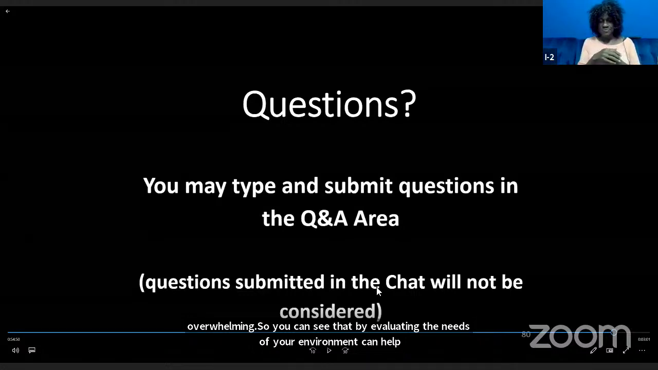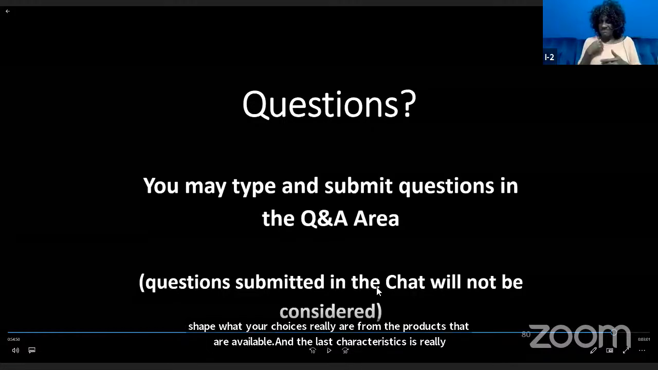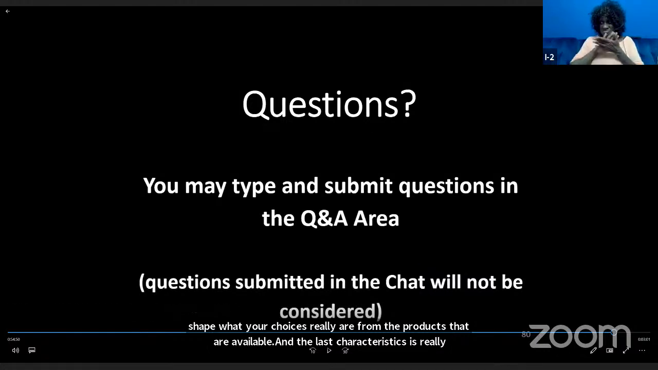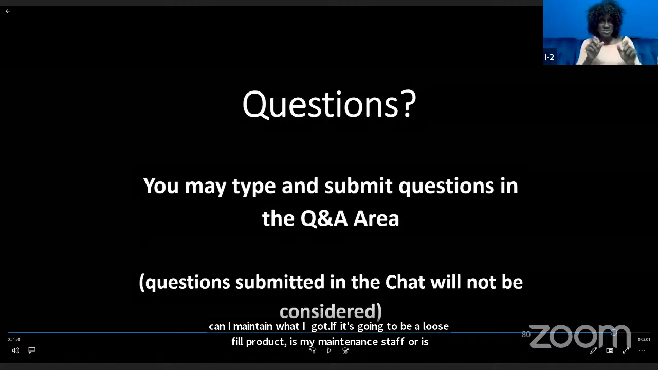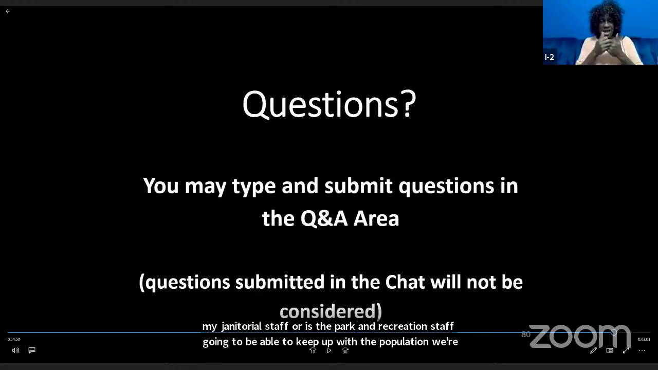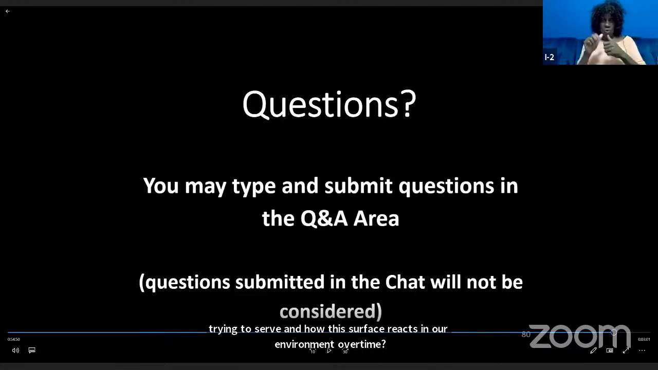And the last characteristic is really, can I maintain what I've got? If it's going to be a loose fill product, is my maintenance staff, or my janitorial staff, or the park and recreation staff going to be able to keep up with the population we're trying to serve and how this surface reacts in our environment over time? And do they have the knowledge? Have they been trained and do they understand what they need to do?